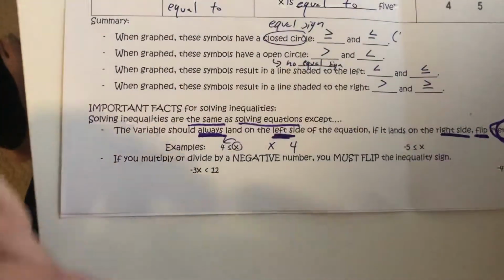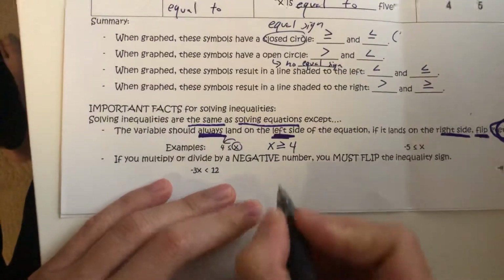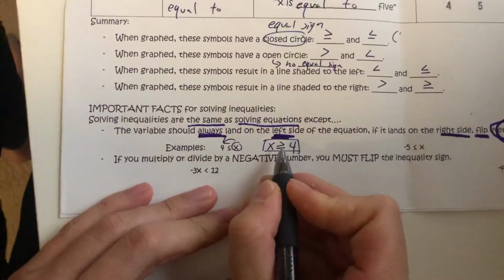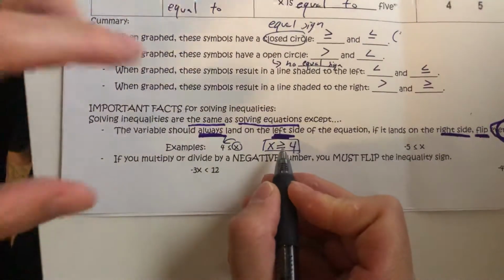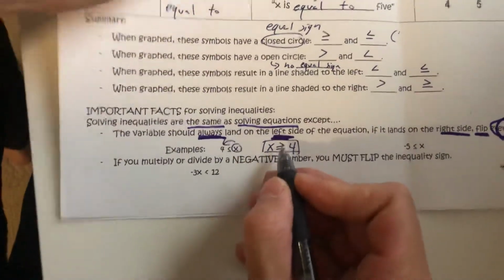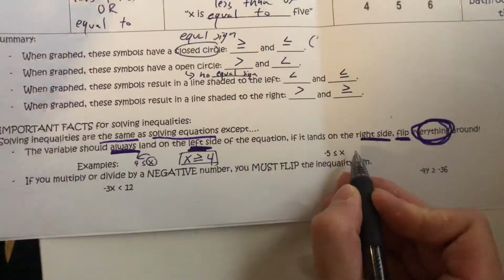And there's your final answer. So remember, both answers are the same. This one's just easier for us to read, easier for us to understand. So it's pretty much this way all the time. Your variable is always on the left side. Go ahead and pause it and do this, and then check my answer.